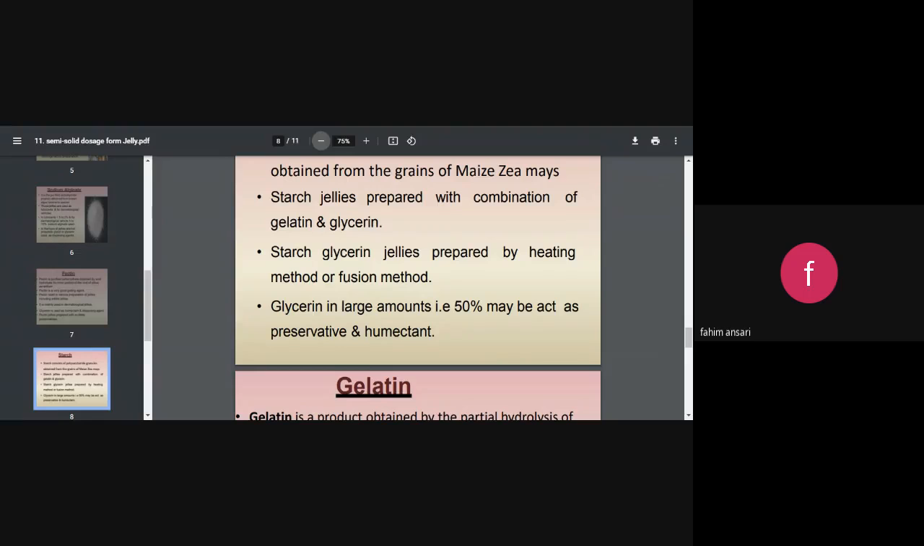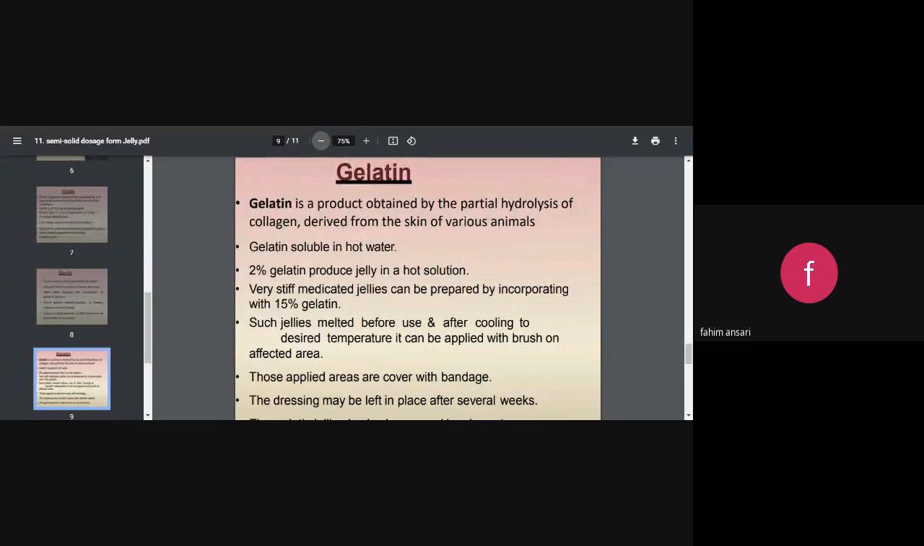Next is the gelatin. Gelatin is a product derived from animal sources. All of the above we discussed, pectin, starch, tragacanth, are plant derived, and this is an animal derived source. Gelatin is obtained by the partial hydrolysis of collagen derived from the skin of various animals. Skin or bones can be used.